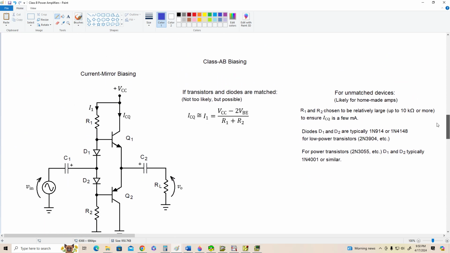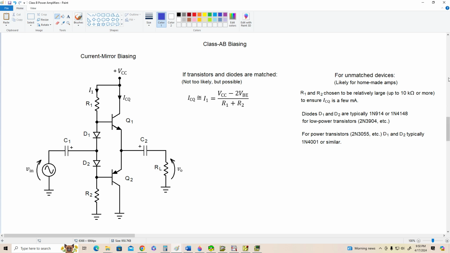All right, so here we've got class AB biasing. We've added a current mirror to Q1 and a similar current mirror to Q2, and we're coupling our signal into the junction between the two diodes. We set up ICQ equal to I1 by using this equation. We've got VCC, 2 barrier potential drops, and the 2 resistors. So it's VCC minus 2 VBE divided by R1 plus R2.